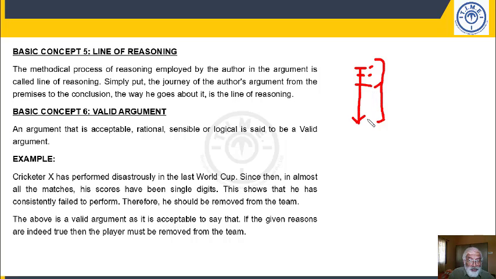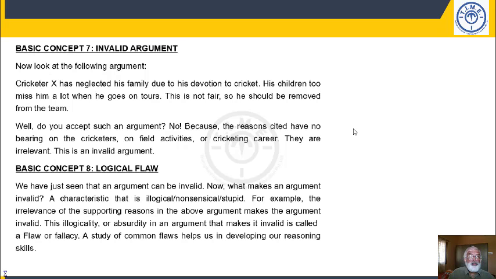And since he has consistently failed to perform, there are assumptions. We can't afford to have non-performers in the team. Don't forget, there's an assumption there. We can't afford to have non-performers in the team, and therefore he should be removed. Fine. So now we get it. So now you call that a logical argument, which means it's a valid argument. Because if the reasons are true, then it is okay to recognize what you understand, and you would also assume that you don't want non-performers in your team, and therefore it's okay to remove him from the team. All right, so this would be a valid argument.